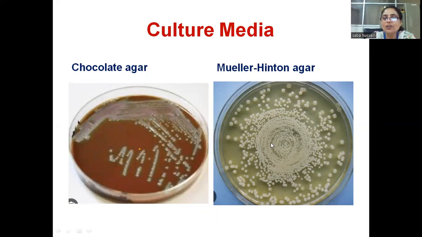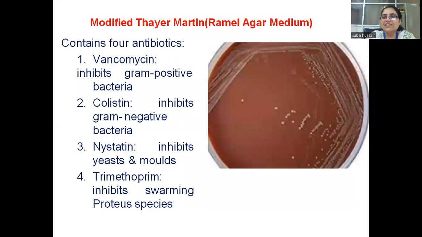It can grow on Mueller-Hinton agar, and this is the colony of Neisseria gonorrhoeae on Mueller-Hinton agar. What are the different characteristics? How can you differentiate this colony? That we are going to read in the next slides.